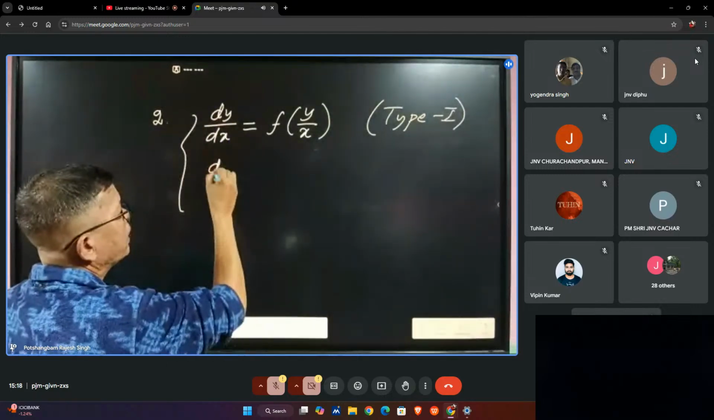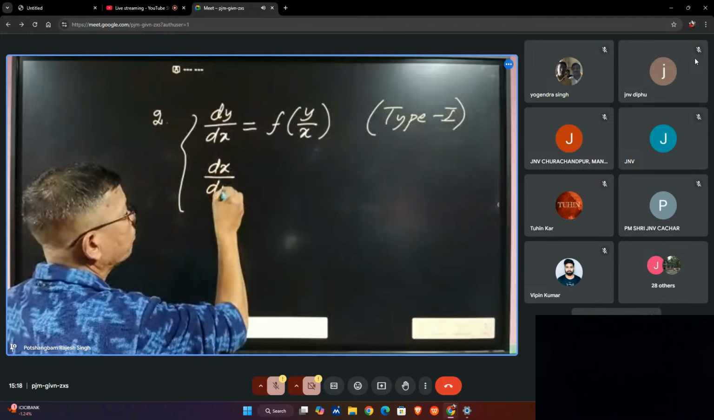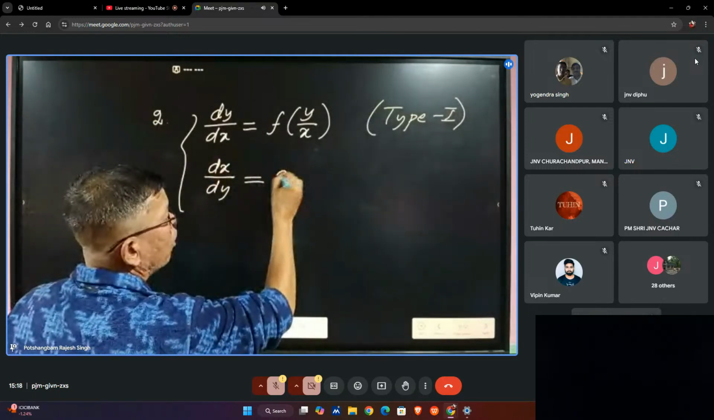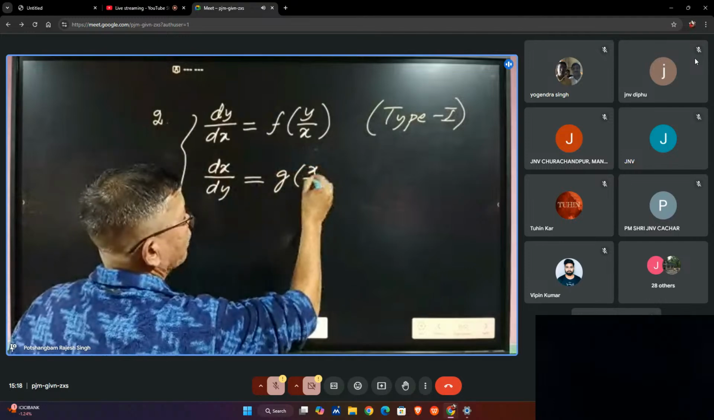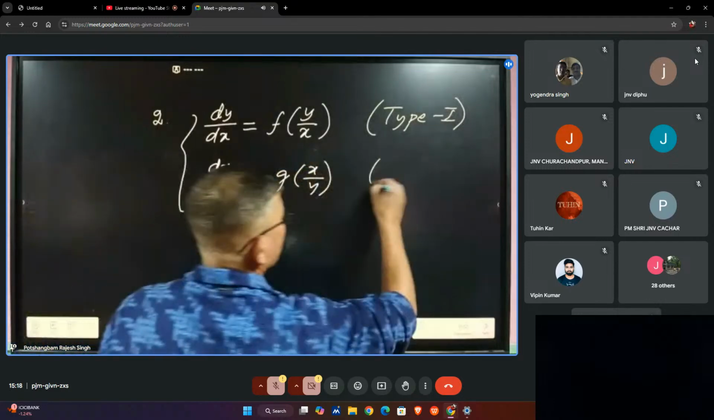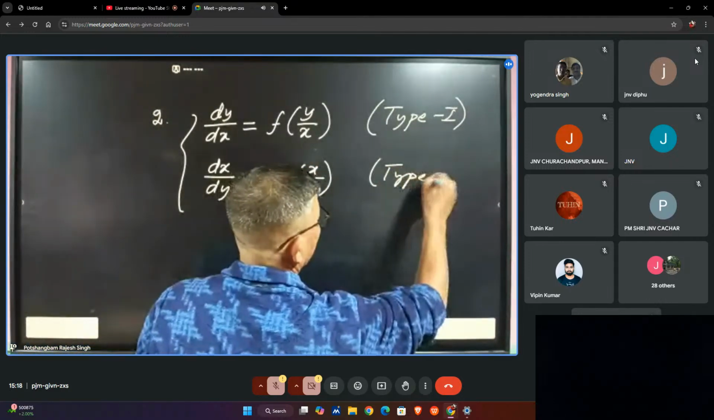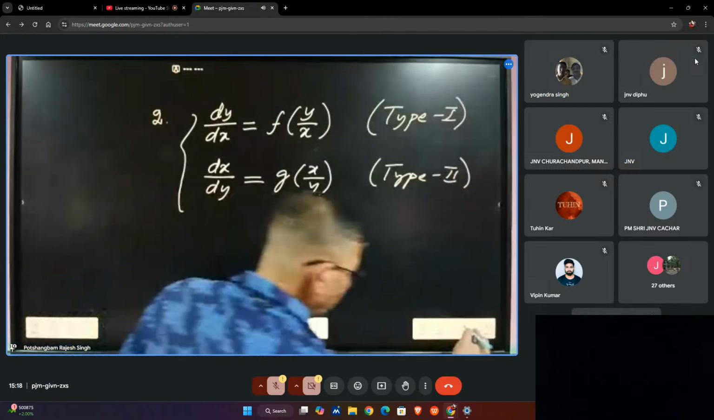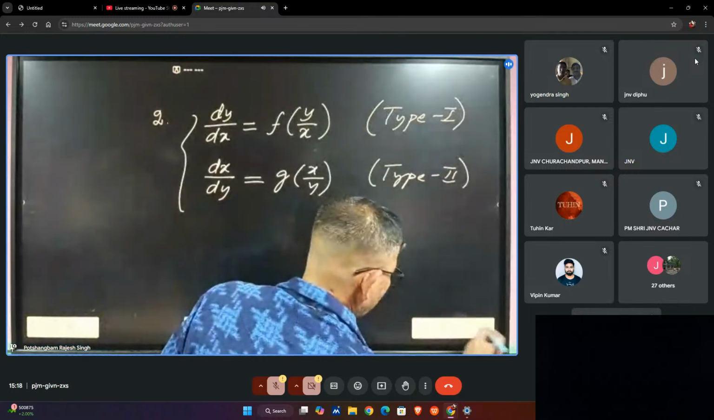And the third category is also here. If the derivative is dx by dy, then it should be expressed as a function of, say, x by y. This is the type. So for example, let me show an example here.